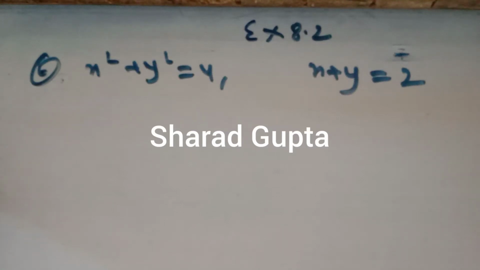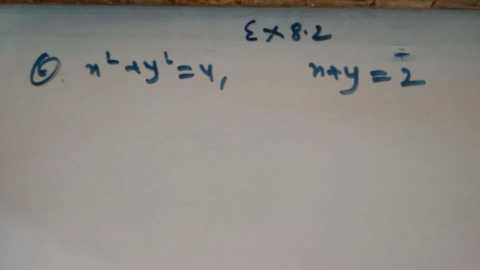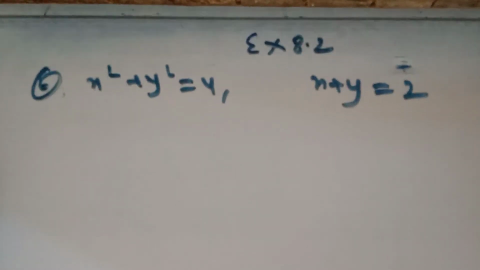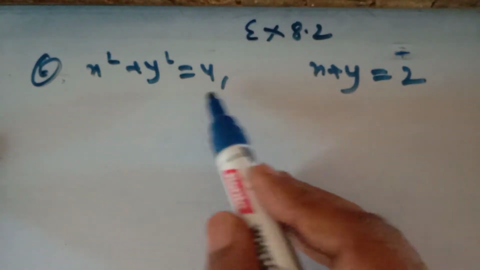This is lecture number 7 for the chapter Application of Integration, area bounded by a region, of class 12th, and we are discussing exercise 8.2. In question number 6, it is given that you have to find the area bounded by these two curves.